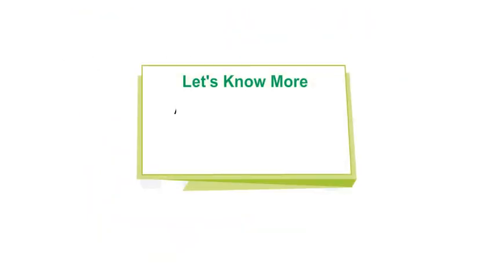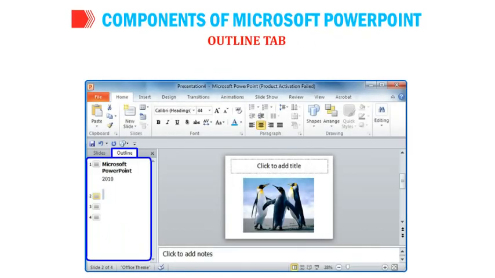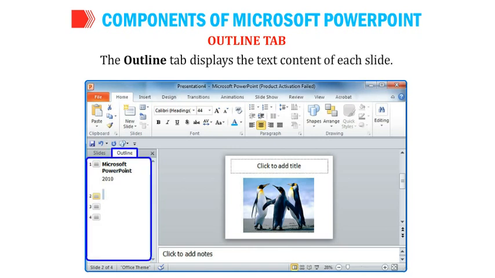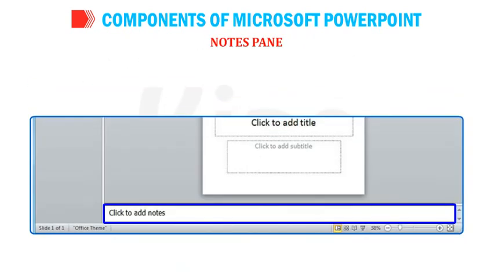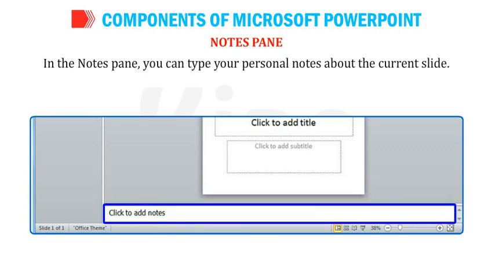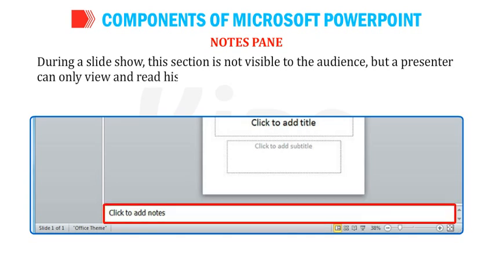Let us know more. A slide layout refers to the general arrangements of various components on the slide. Outline tab. The Outline tab displays the text content of each slide. You can edit your text directly in the Outline view. Notes pane. In the Notes pane, you can type your personal notes about the current slide. During a slideshow, this section is not visible to the audience, but a presenter can view and read his explanation about the slide from this pane.